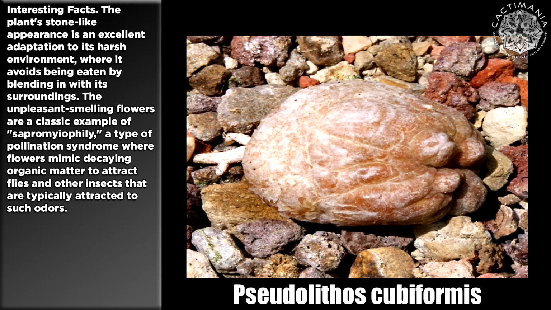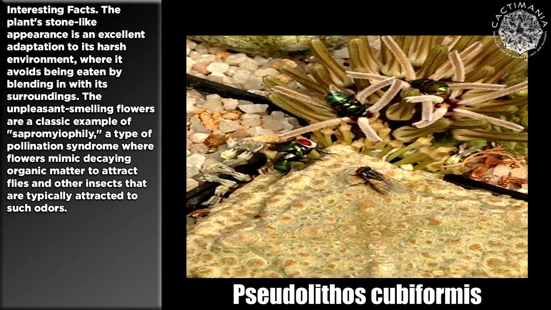Interesting facts. The plant's stone-like appearance is an excellent adaptation to its harsh environment, where it avoids being eaten by blending in with its surroundings. The unpleasant-smelling flowers are a classic example of saprophily, a type of pollination syndrome where flowers mimic decaying organic matter to attract flies and other insects that are typically attracted to such odors.